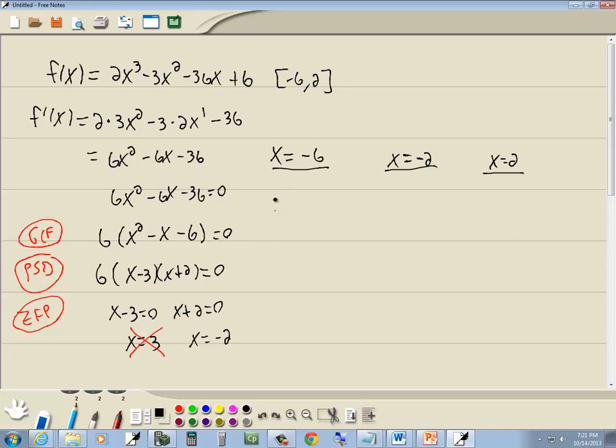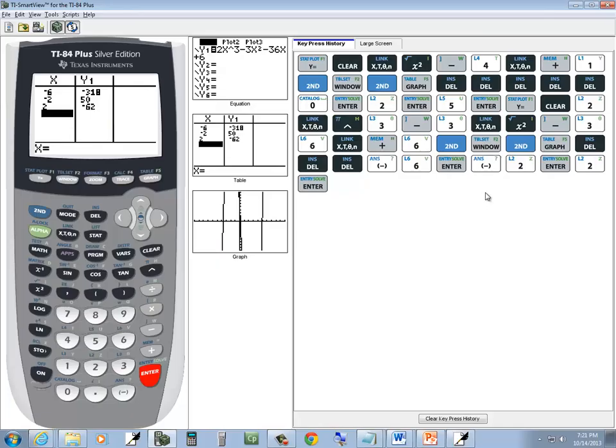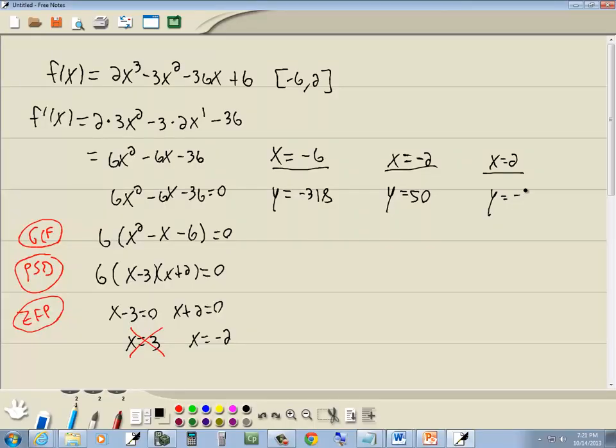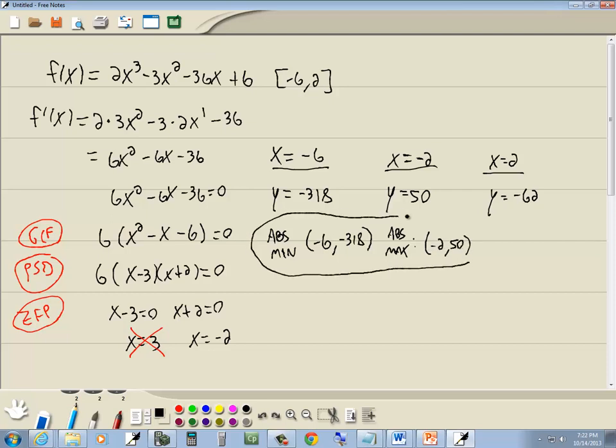Well, negative 6 gives us y is equal to negative 318. The negative 2 gives us y is equal to 50. And the positive 2 gives us y is equal to negative 62. Now looking at our y values, our smallest y value, which is negative 318, that's going to be our absolute min. So our absolute min is at negative 6, negative 318. Our largest y value, which is the 50, that's going to be our absolute max. So our absolute max will be at negative 2, 50. And those would be our two answers.